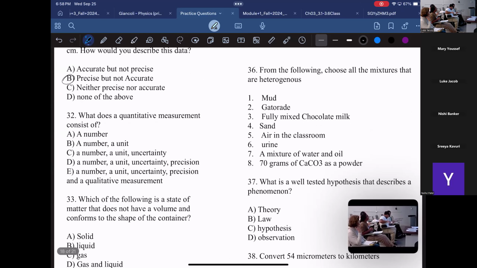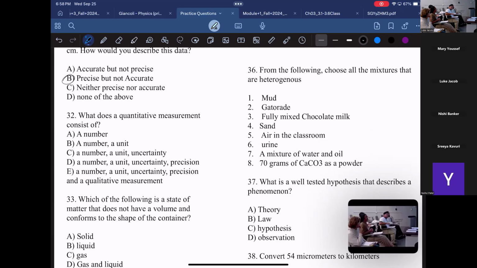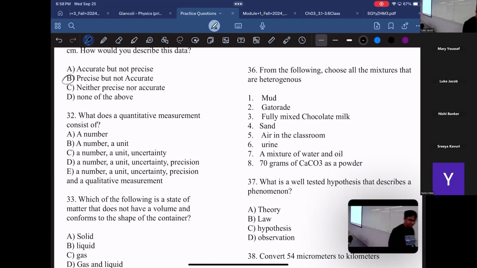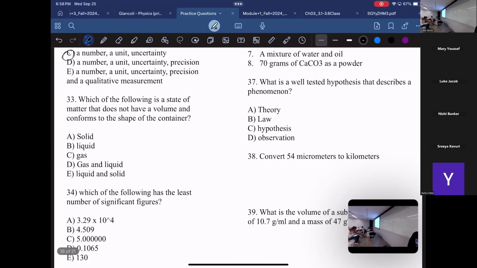Okay, what does a quantitative measurement consist of, guys? What did you guys put for this? Let's see. Yeah, you put C? Because I initially put D, but then I said it doesn't. So this is the one question I got wrong on this test. And it's C. I put B because I thought, I don't know. So the answer is C. Okay. Darn it. I was gonna put precision, but I thought if it's one number, then you can't be precise because you don't exactly know.